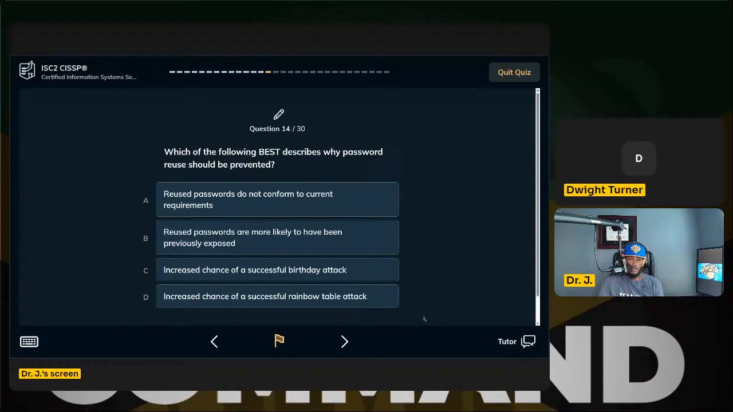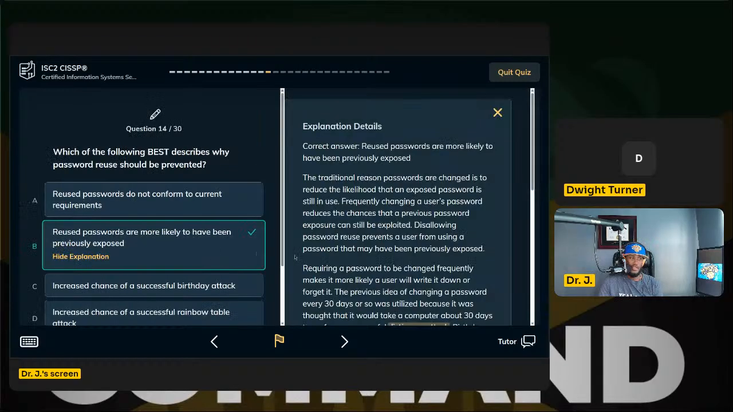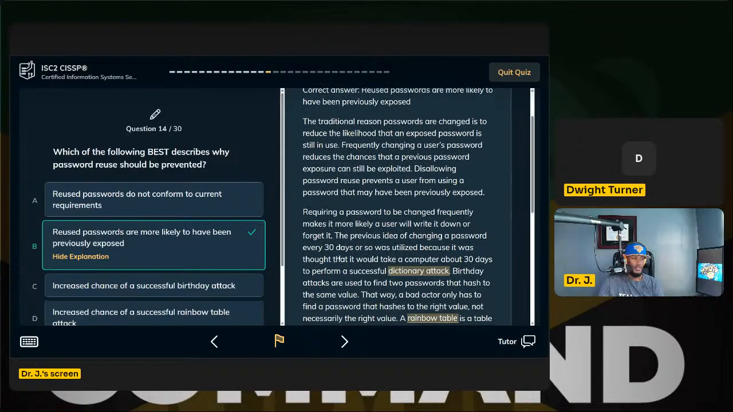To me, those two at the bottom kind of reference some type of encryption scenario. Yeah, I'm leaning towards Bravo. The traditional reason passwords are changed is to reduce the likelihood that an exposed password is still in use. So frequently changing the user's passwords reduces the chances of that. Disallowing password reuse prevents a user from using a password that may have been previously exposed.